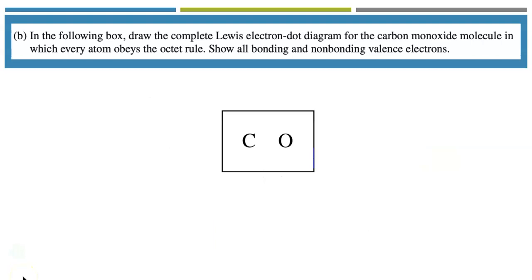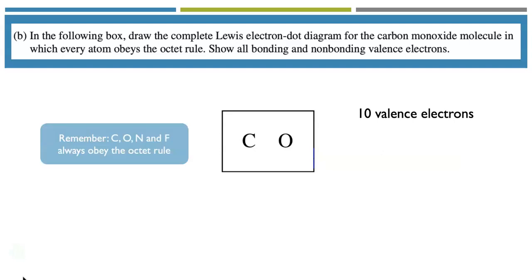Of course, these long free response questions are long. They can have 7, 8, even 9 parts to them. Part B: in the following box, draw the complete Lewis diagram for the carbon monoxide molecule, where every atom obeys the octet rule. Show all your bonding and non-bonding valence electrons, which of course you always should do when you draw a Lewis structure anyway. Get out your periodic table. We see that carbon has 4 valence electrons, and oxygen atom contributes 6 valence electrons. We have a total of 10 valence electrons for this molecule.